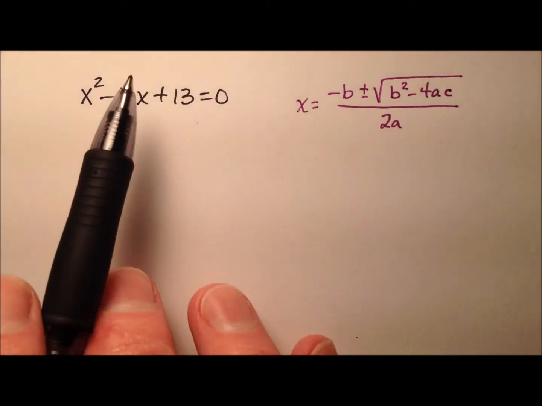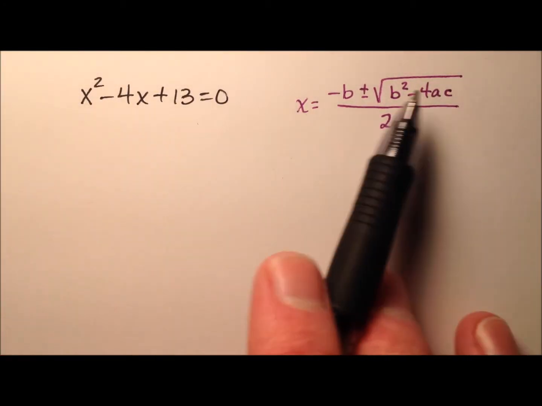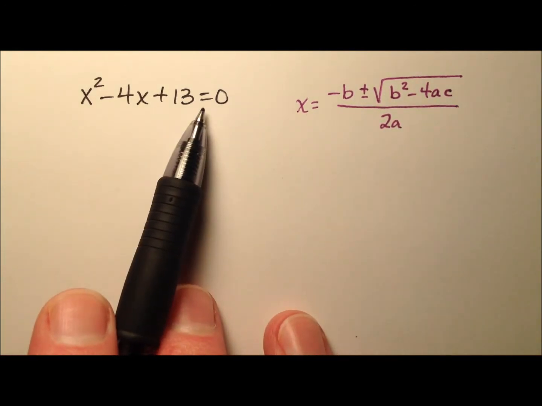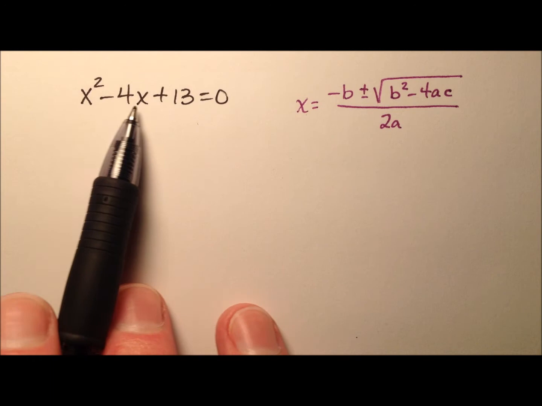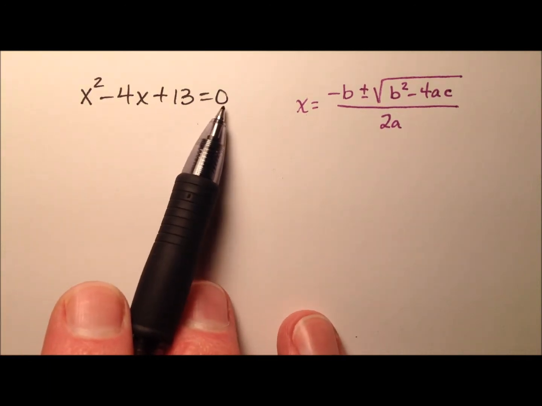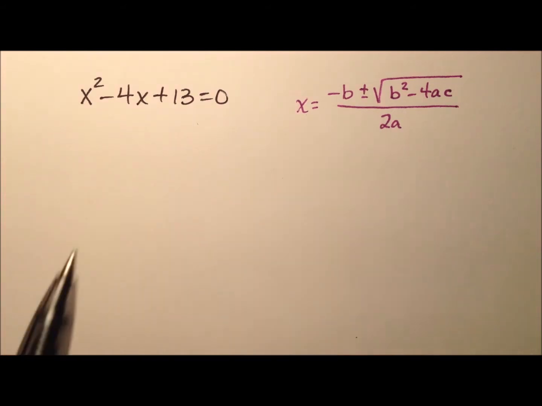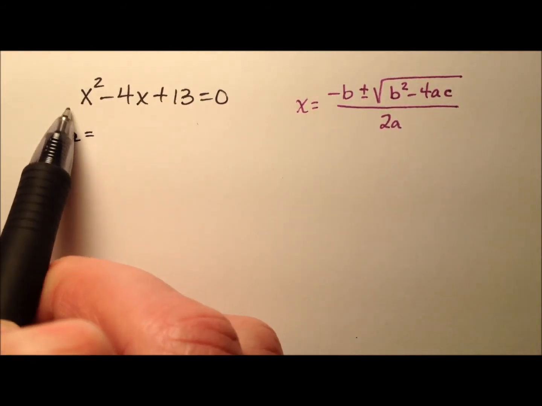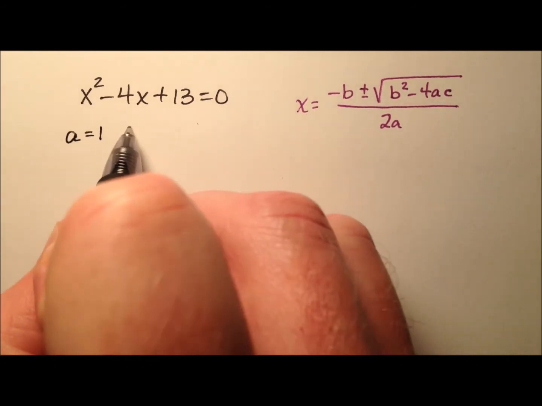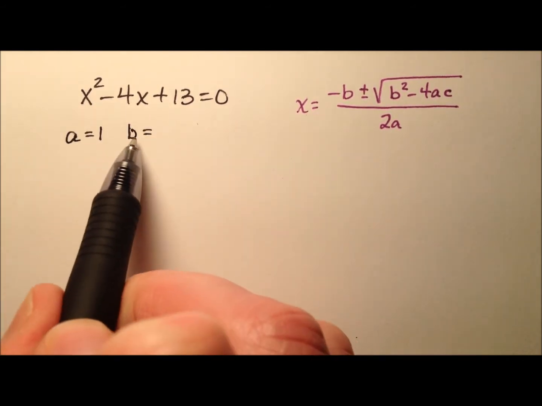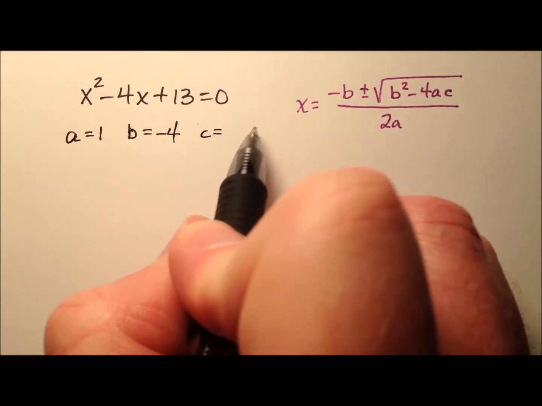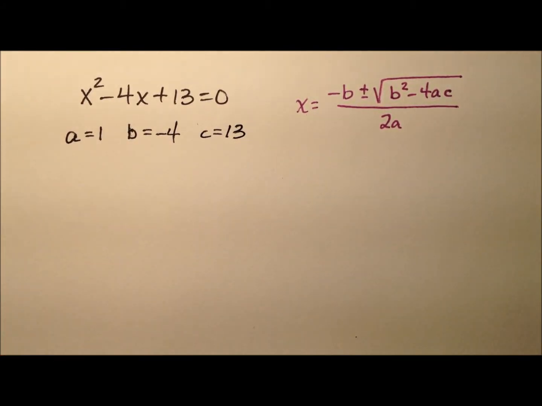In this example, we're going to solve this quadratic equation, and we're going to do so by using the quadratic formula. So the first thing I notice is that we have our quadratic expression here in standard form, and it equals 0. So let's go ahead and grab our values for a, b, and c, and then we can plug them in. So a is going to be the leading coefficient, so 1. b is going to be the coefficient of our linear term, so negative 4. And c is going to be our constant, which is 13.